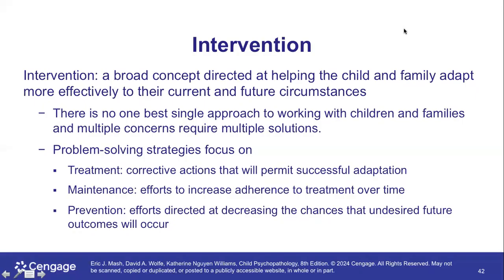When we use the word intervention, it is a very broad concept which is directed at helping the child and the family adapt more effectively to both their current and future circumstances. And if you were to ask, well, what is the most ideal therapeutic model or approach? I would say there is no singular or best approach to work with children and families. And when it comes to challenges within the family structure, oftentimes there are multiple concerns which require multiple solutions. But our problem-solving strategies do focus on three elements: treatment, maintenance, and prevention.